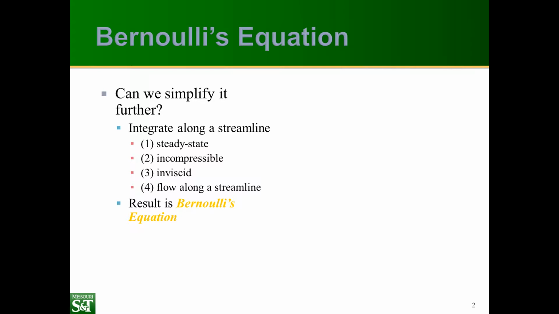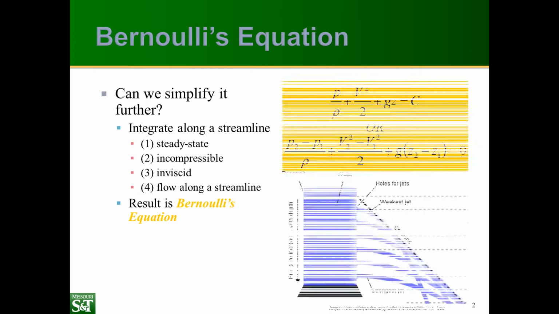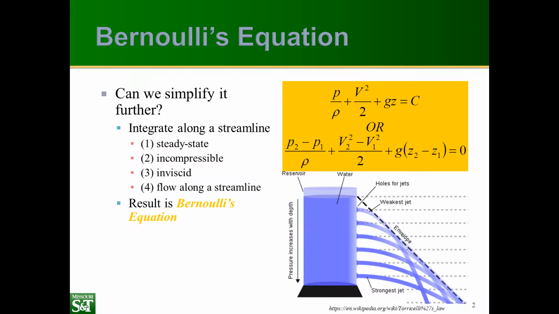So if you have 2 points connected by a streamline, we can use this result. And then we integrate, and the result is Bernoulli's equation. Bernoulli's equation basically says that if you add up p over rho plus v squared over 2 plus gz, it has to be equal to a constant. So it never changes. No matter where you go along the streamline, this sum is the same.